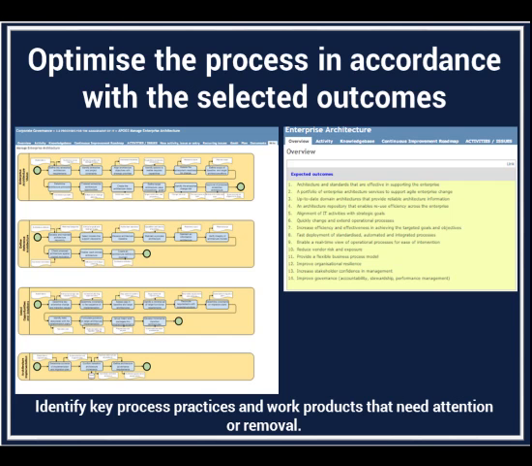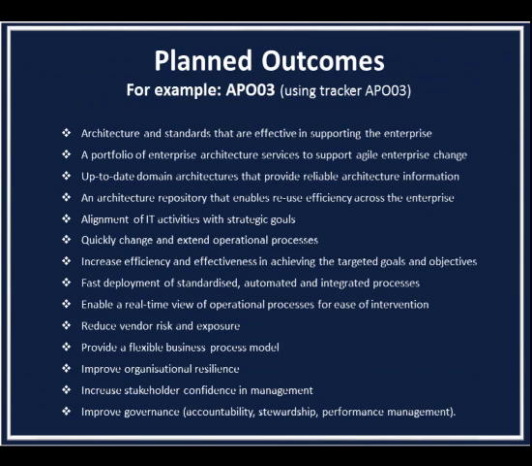A COBIT implementation may be aimed at process optimization or lean IT, where only the essential activities and process work products are kept to achieve the selected outcomes. These are the typical planned outcomes for the process managed enterprise architecture. If not all of the outcomes are required, then clearly not all of the process activities and work products may be necessary.